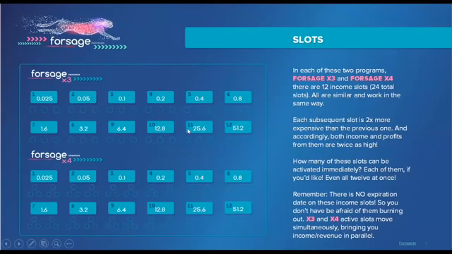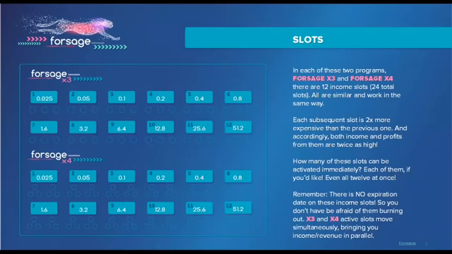So every time that we're bringing a person to fill a position, you're getting paid that 0.025 Ethereum for each slot. And of course, on the last slot, it is a reinvest, which we'll talk about here in a second. Now, how many of these slots can be activated immediately? Well, each one of them can be, if you'd like to.